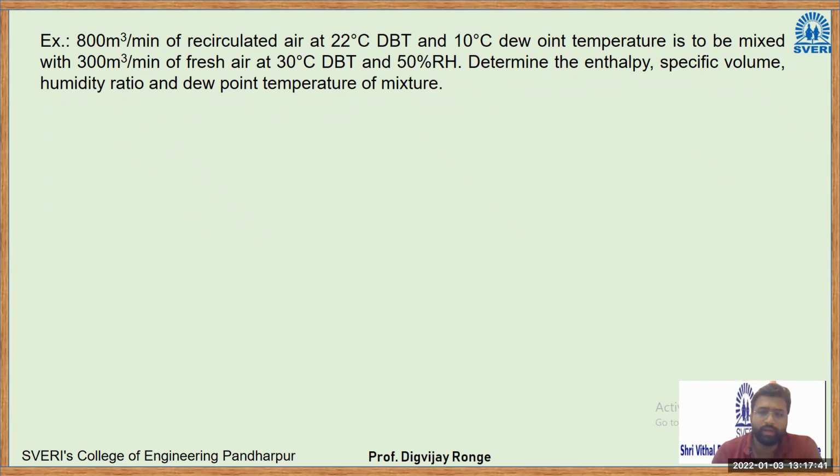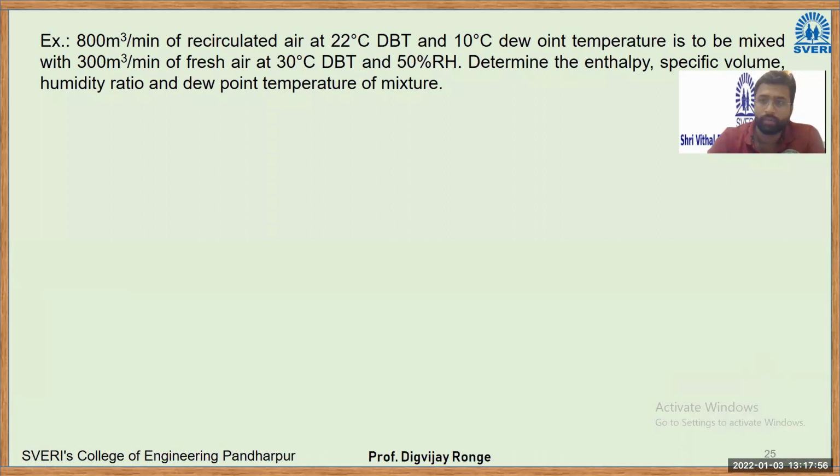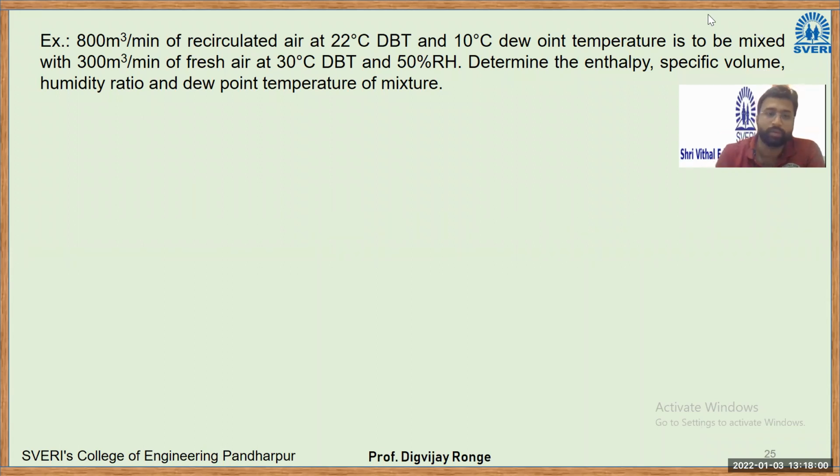Right? It is straight away another case of adiabatic mixing. Okay, let us write down the given data first. So here we have volume flow rate 1, that is 800 meter cube per minute.